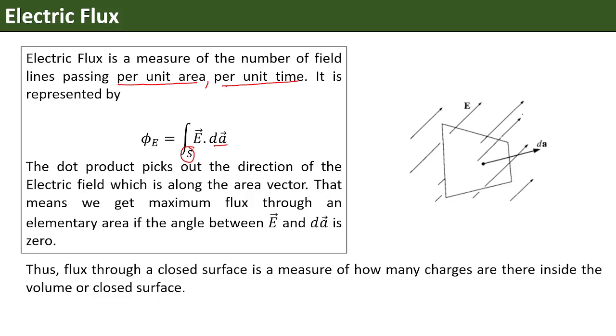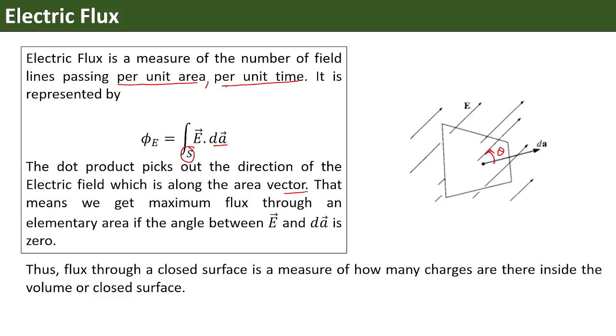These are the electric field lines which are going through this particular surface, and let's consider that they make an angle theta. So there is a significance of this dot product. The dot product picks out the direction of the electric field which is along the area vector. What is the meaning of a dot product? In the other class we already talked. The dot product means how much two vectors are parallel to each other, and if you take the dot product, then it selects the component of one particular vector in the direction of the other vector.